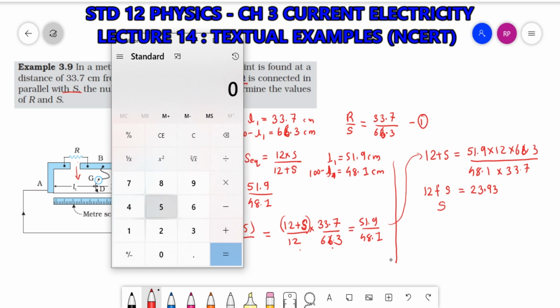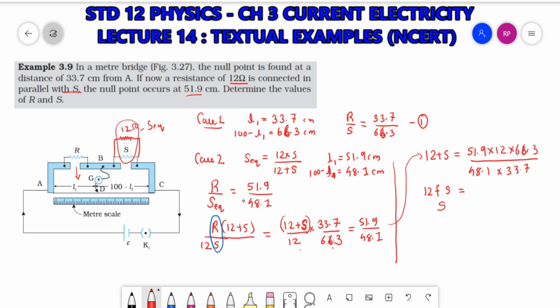It will be 51.9 into 12 into 66.3 divided by 48.1 divided by 33.7. So this will be 25.47. Okay, so in round figure I can write 25.5. So S is equal to 25.5 minus 12, so that is 13.5 ohm. I got the value of S as 13.5 ohm.